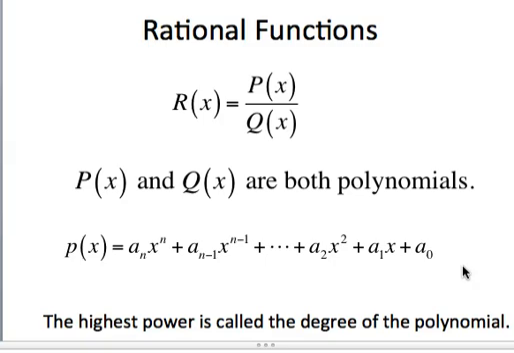So we have things like 3x squared plus 5x plus 1 is a polynomial, 2x plus 7 is a polynomial, 3 is a polynomial, 9x cubed plus 4x squared plus 13 is a polynomial. So that's the form they take. The highest power is called the degree of the polynomial. That's going to become important for us as we continue our discussion on these horizontal asymptotes.